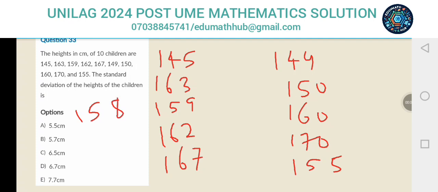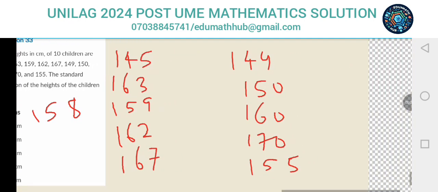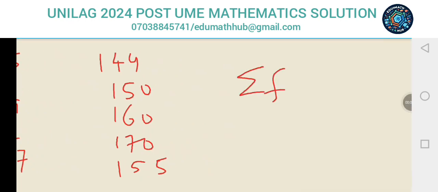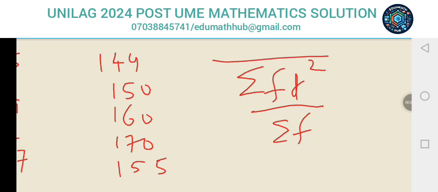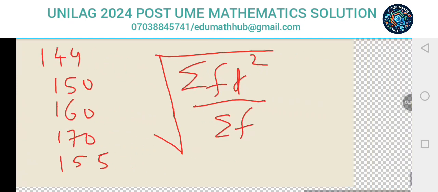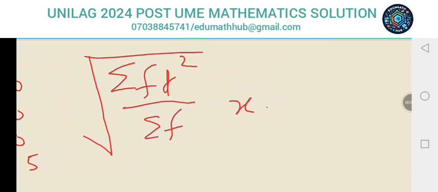To find standard deviation, you must use the formula: the square root of summation fd squared over summation f. You have to be very fast about it. F is the frequency. The sigma symbol stands for summation. D is the deviation. Deviation means the value of x, subtract the mean from it, x minus x bar. Then you square your answer.